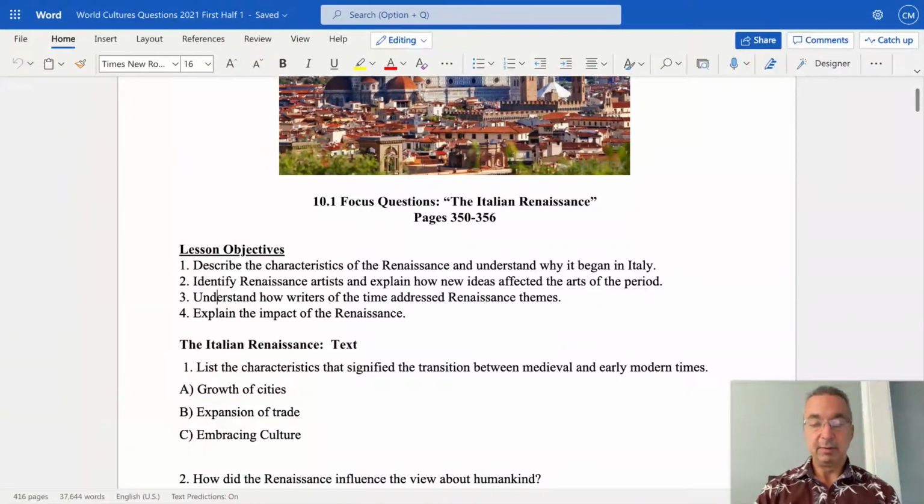When we think about the expansion of trade, that means that different areas are trading and starting commerce with each other instead of operating in isolation. And culture means shared ideas amongst people.